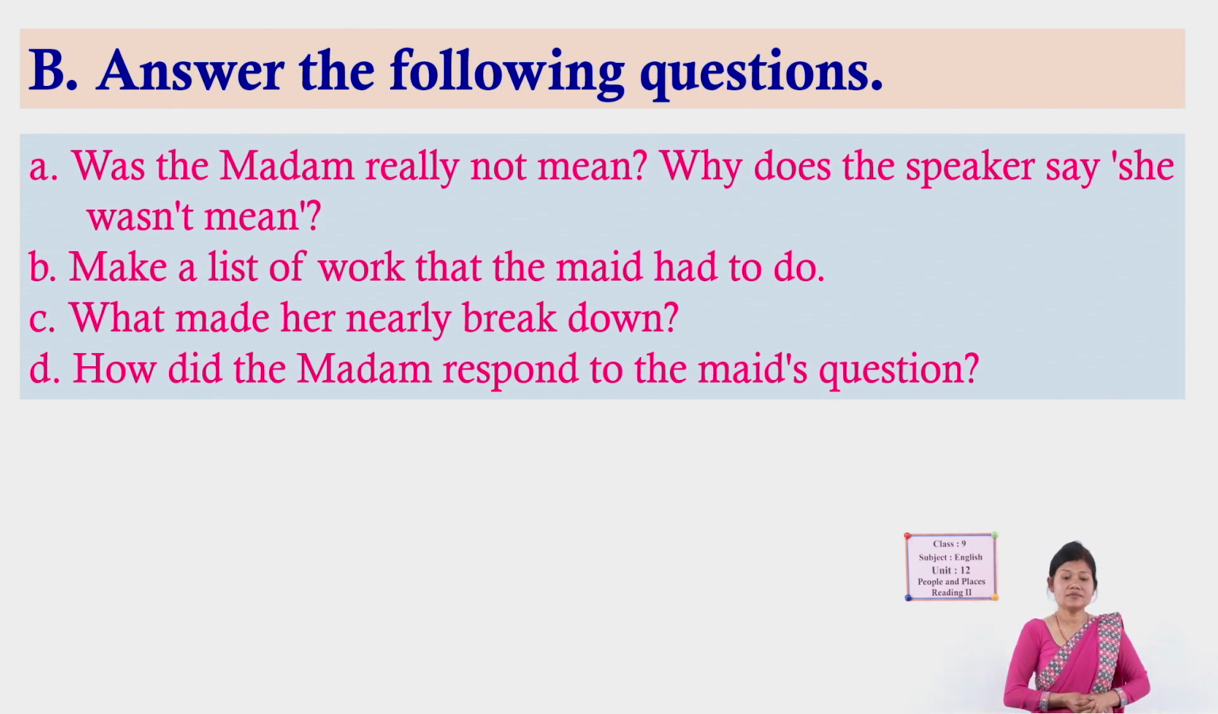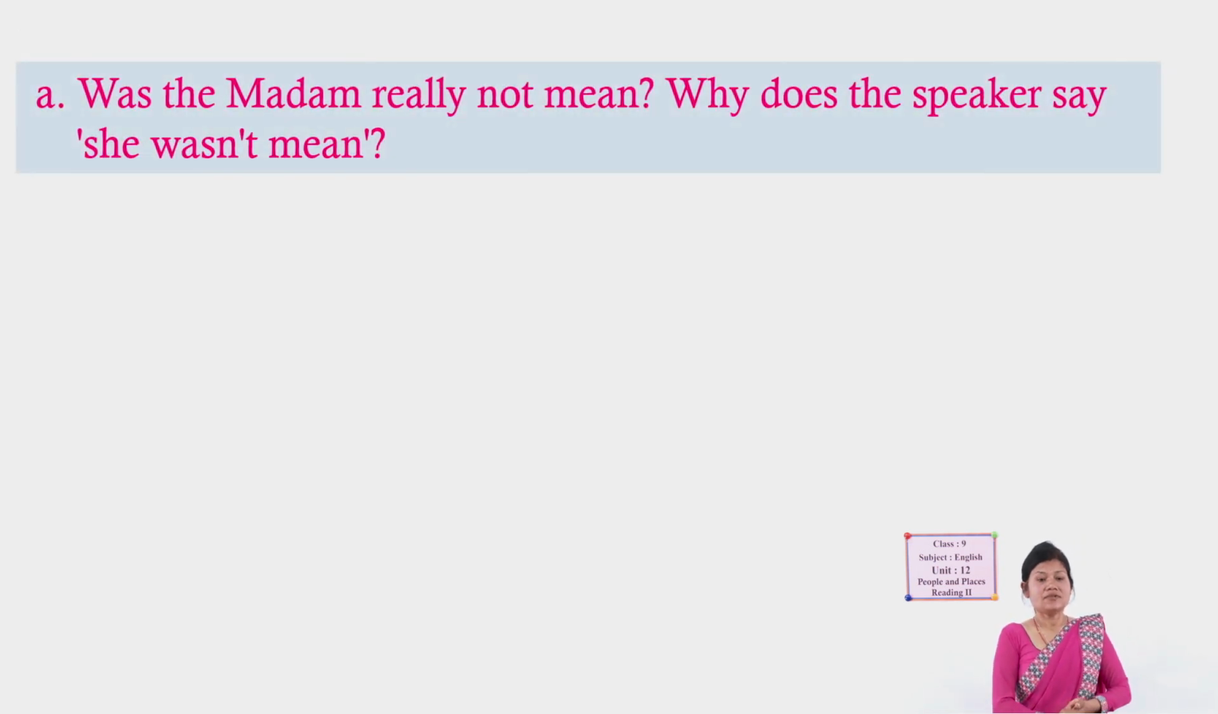Similarly, make a list of the work that the maid had to do. Number C, what made her nearly break down? And the last one is, how did the madam respond to the maid's question? Okay, now let us discuss one by one. The first question is, was the madam really not mean? So, what is the answer? What might be the answer, dear students?